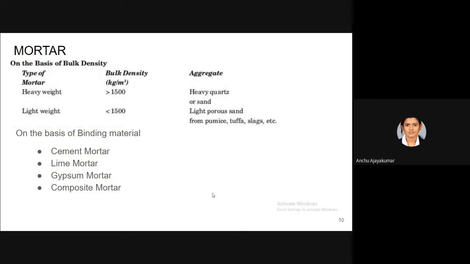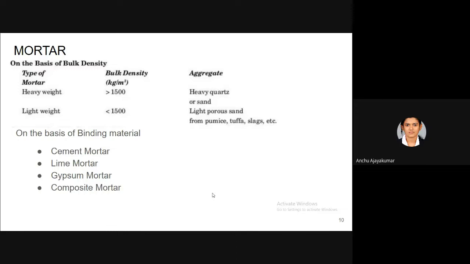Based upon the binder material we are using in our mortar, we have different types of mortars. Like cement mortar, if the cement is used. Lime mortar, if lime is used. If gypsum, I have already mentioned gypsum as an additive. If gypsum is used, it is gypsum mortar.